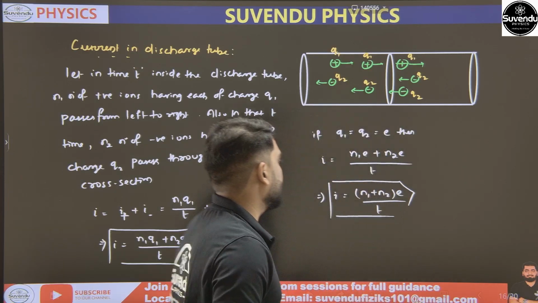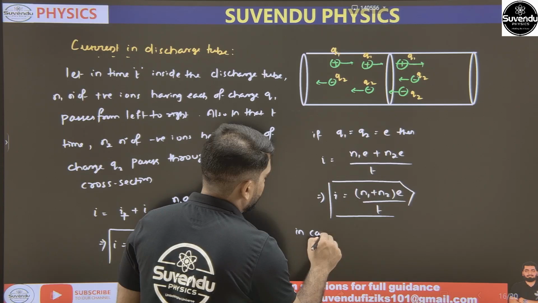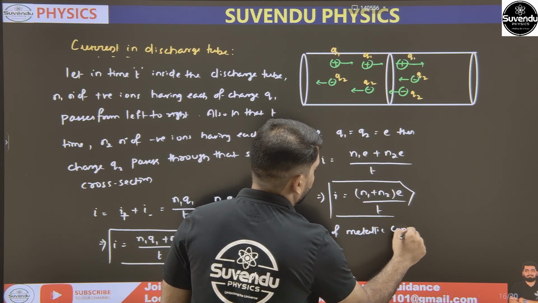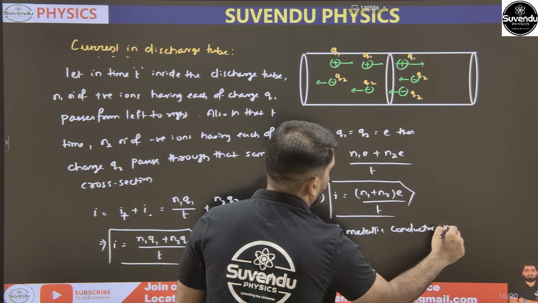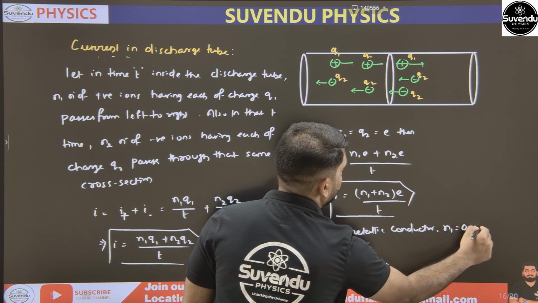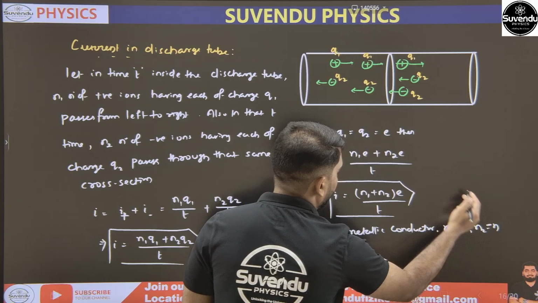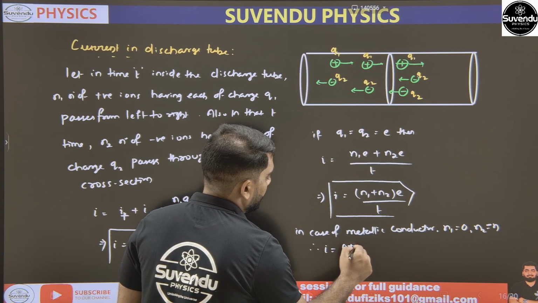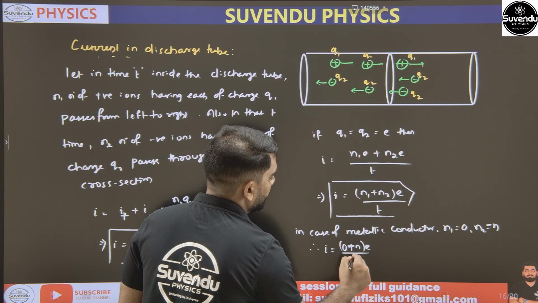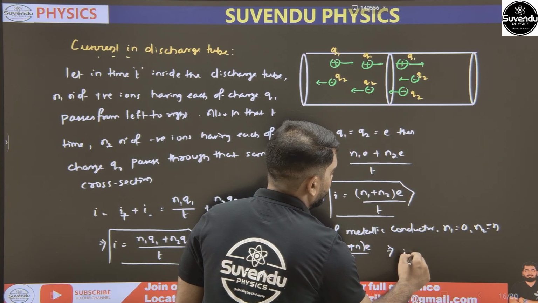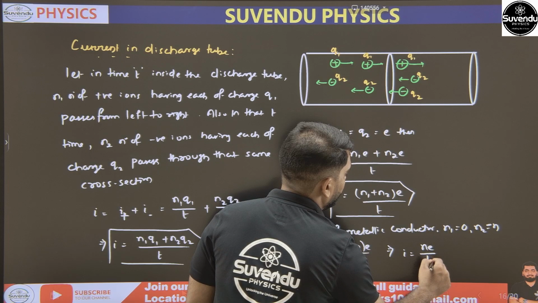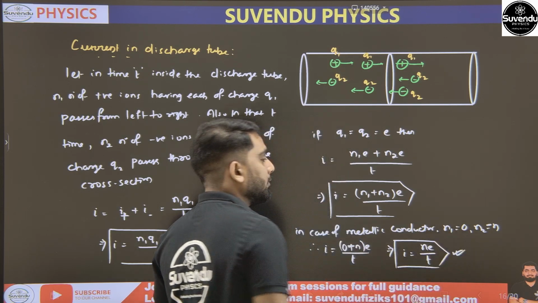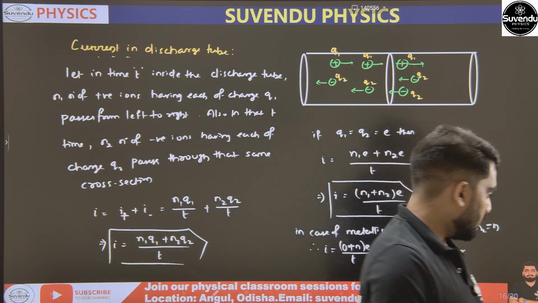Yes, that means in case of a metallic conductor, n1 is equal to 0 and n2 is equal to n, the number of free electrons. So I is equal to what? 0 plus n into e by t. Thus we can say I is equal to ne by t. This is the value of electric current. I think it is clear to all of you.